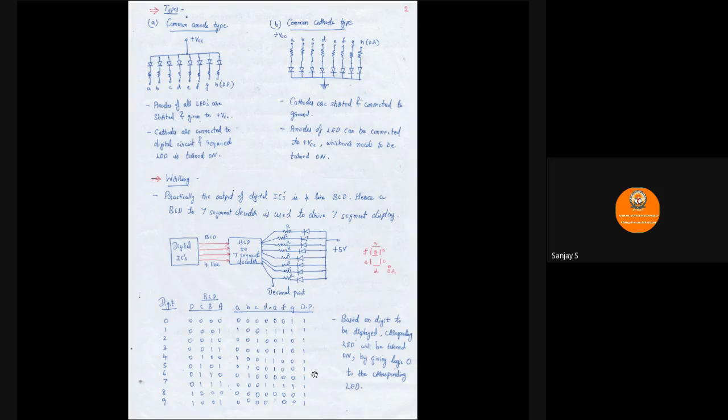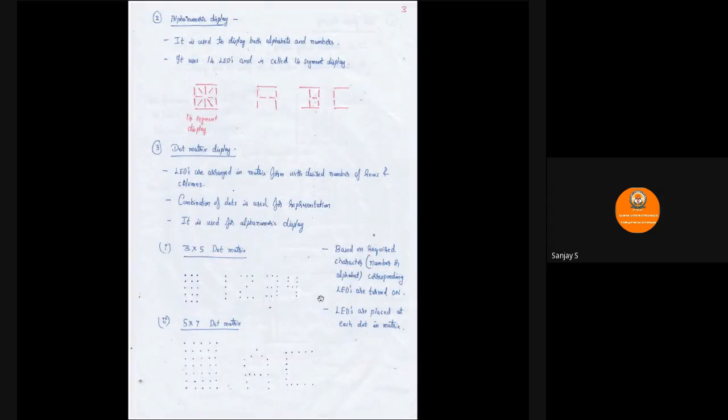So this is how we'll be using LEDs for 7-segment display. Next we go for alphanumeric display.